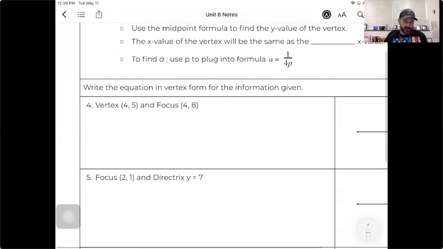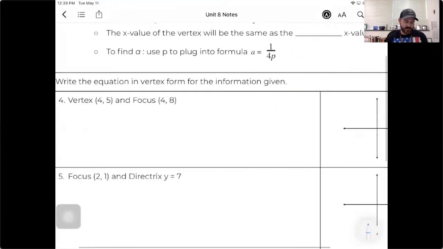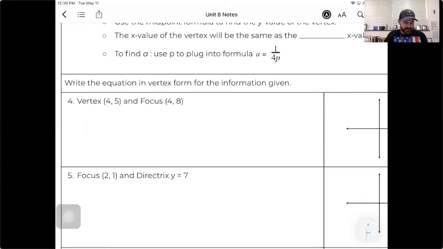So this time we're given a vertex and a focus. Now I want you to look at the y values. The vertex is at 5 and the focus is at 8. So there's two options. Either there's my vertex and there's my focus, or it opens down, there's my vertex and there's my focus. Focus is always inside the curve, so you have to figure out which one of these it is.